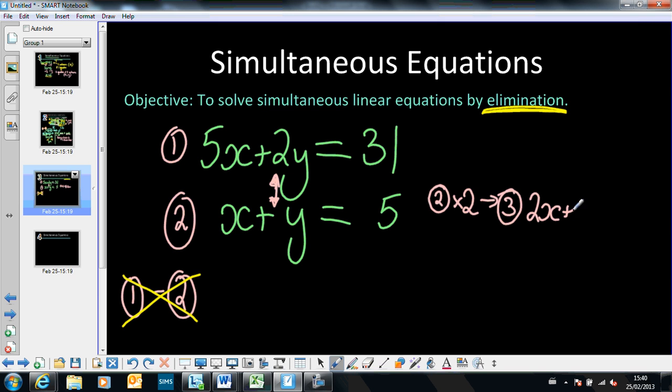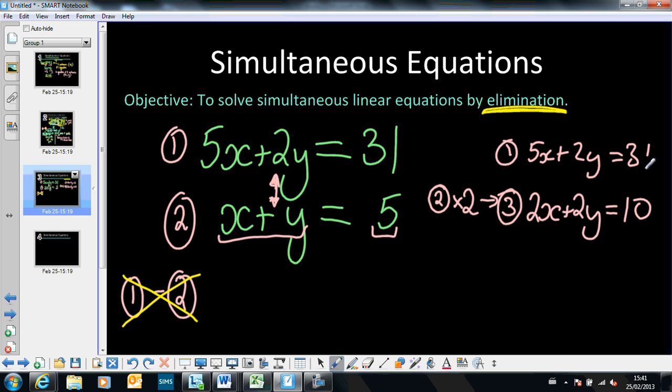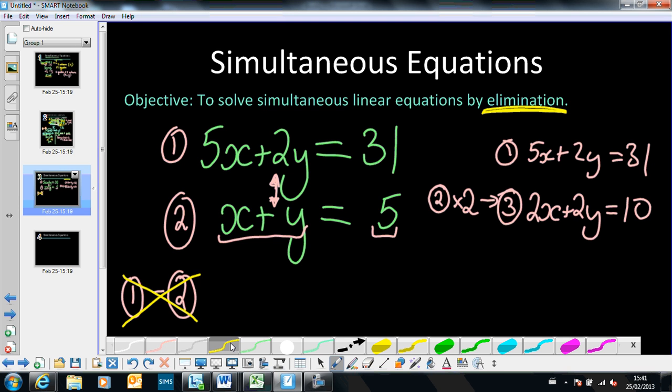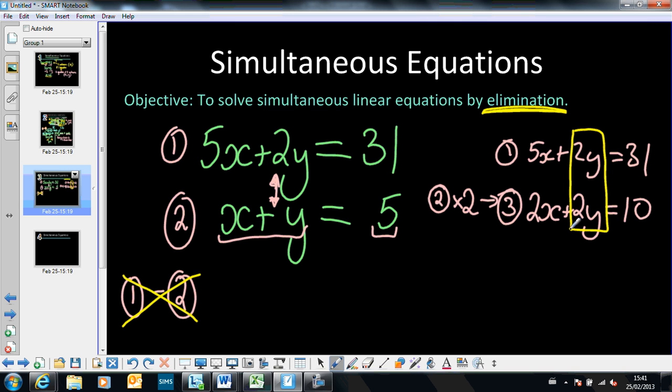2x plus 2y equals 10. Remember, you've got to do both sides. So I do that times 2 and that times 2 to get 2x plus 2y equals 10. And the other equation doesn't need to change: 5x plus 2y is equal to 31. And now, because they're both 2y, I'm going to eliminate them by subtracting: equation 1, subtract equation 3 this time.